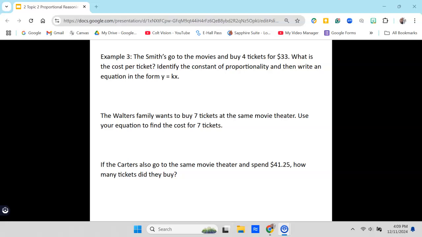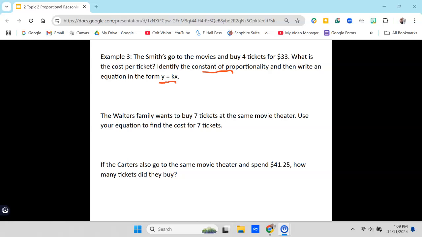Okay, this is example 3 from page 8 in the packet. What we're going to do is look at how we can use a word problem to find the constant of proportionality and then use that constant of proportionality to write an equation in the form y equals kx. So let's look at the Smiths going to the movies.